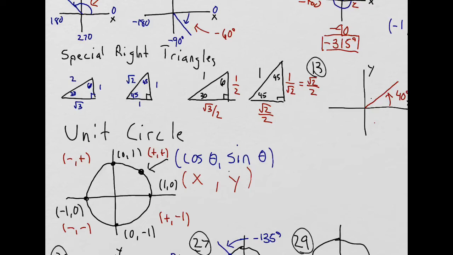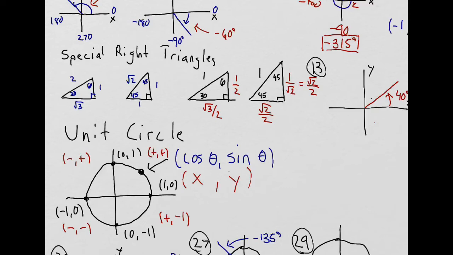So for example, the 30, 60, 90 triangle, how do I make a 2 into a 1? Well, I divide by 2, right? 2 divided by 2 is 1. So I have to do that to the other sides as well. So the 1, I divide it by 2 to get 1/2. The square root of 3, I also divide by 2 to get square root of 3 over 2.